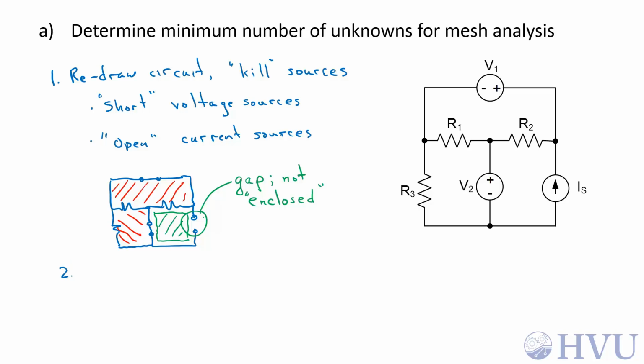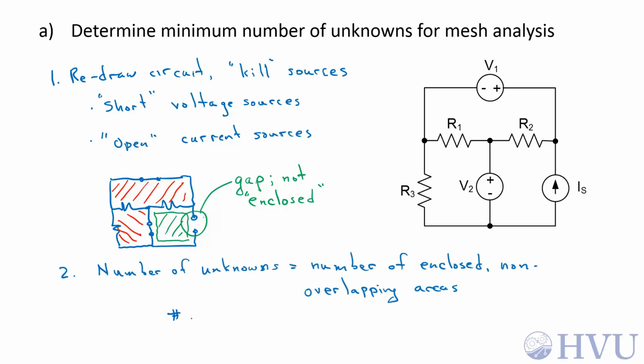The number of unknowns in the circuit is just equal to the number of enclosed non-overlapping areas. So in this circuit, the number of unknowns will just be 2. Next, let's take a look at a couple of different ways to define unknowns for this circuit.